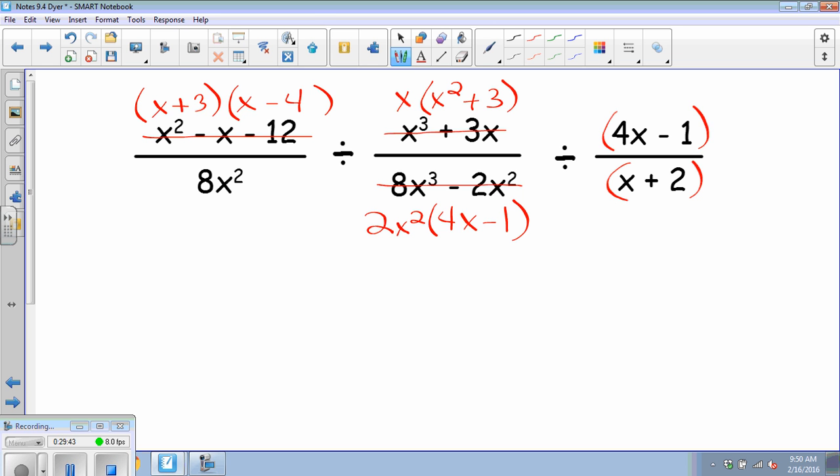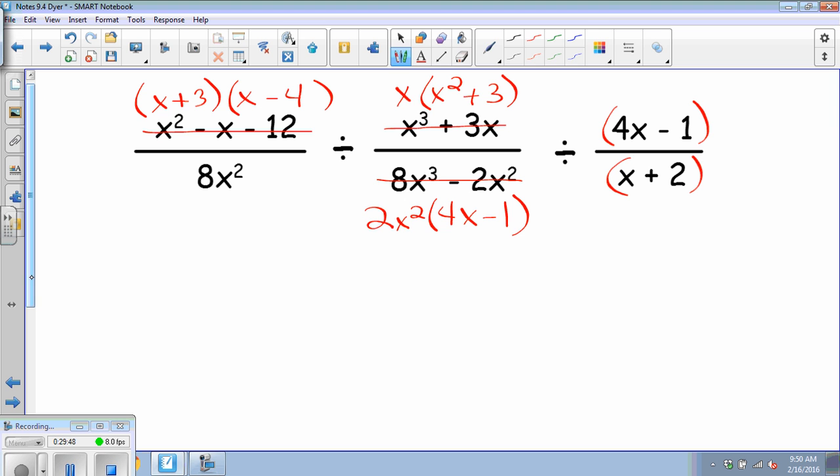Okay, so now I'm going to keep change flip. So this is x plus 3 times x minus 4 over 8x squared. Now remember, factors are things that are multiplied together. Is 8 a factor? Yes, it's something that's multiplied to something else. X squared is a factor. Those are all factors. Okay?